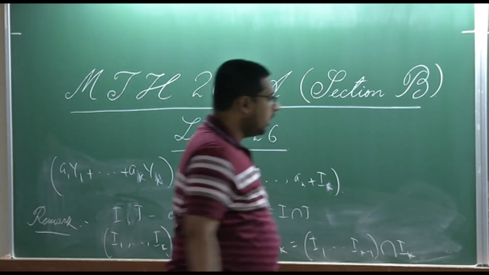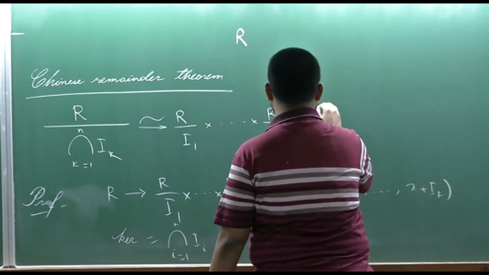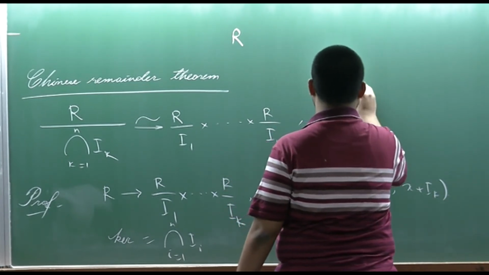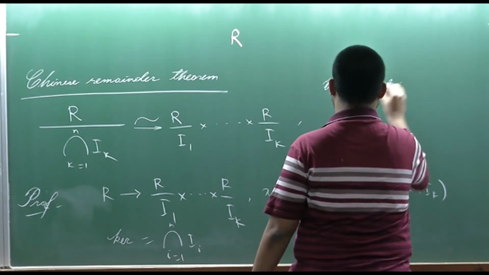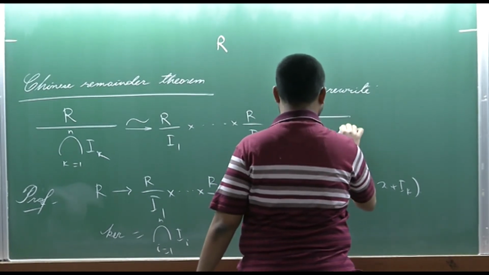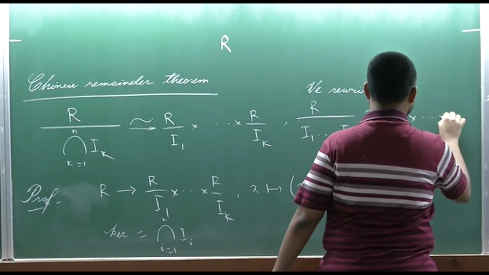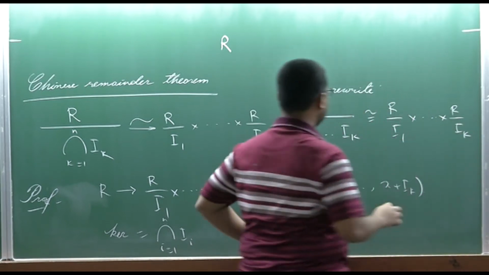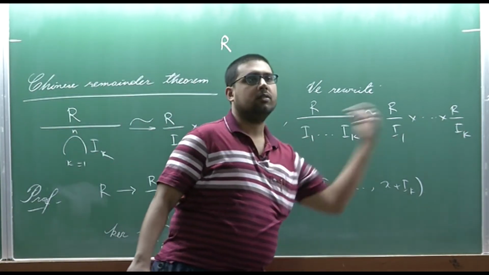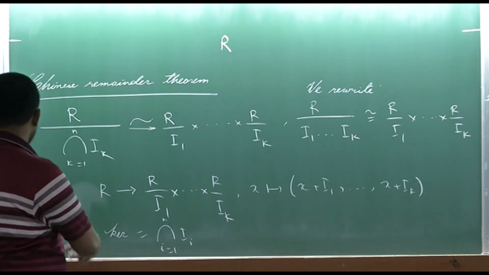So, in view of this, we can also rewrite the Chinese remainder theorem as follows: R modulo the product is isomorphic to the product of the respective quotients. In the case of pairwise co-prime ideals, the quotient by the product now breaks into the product of the respective quotients. That is clear in view of this.